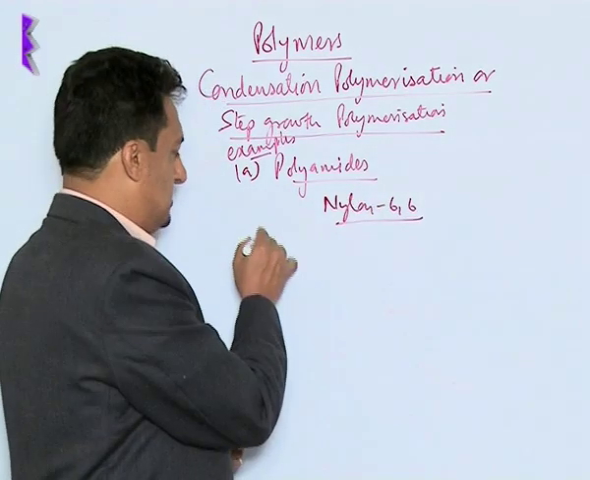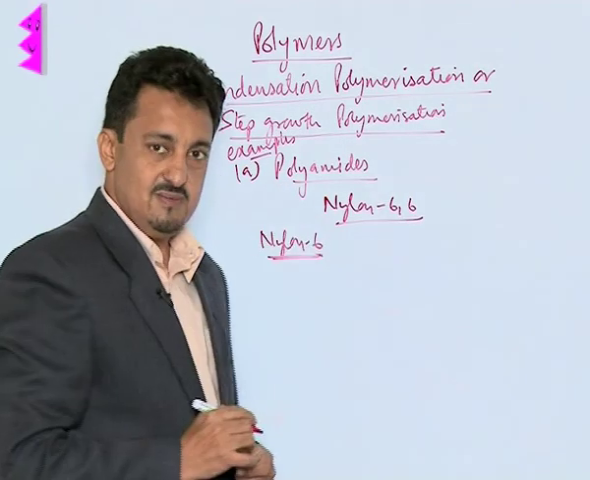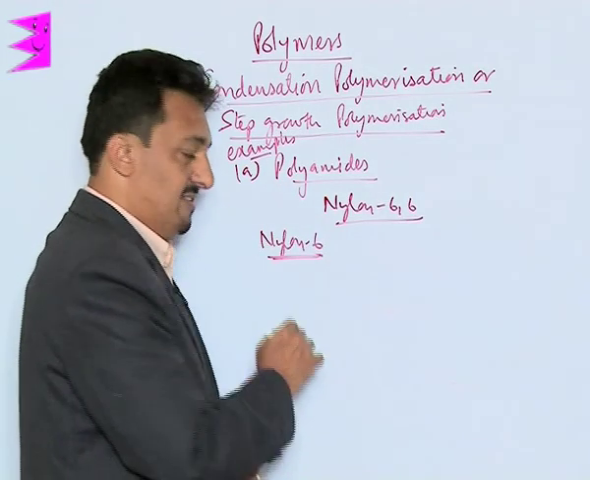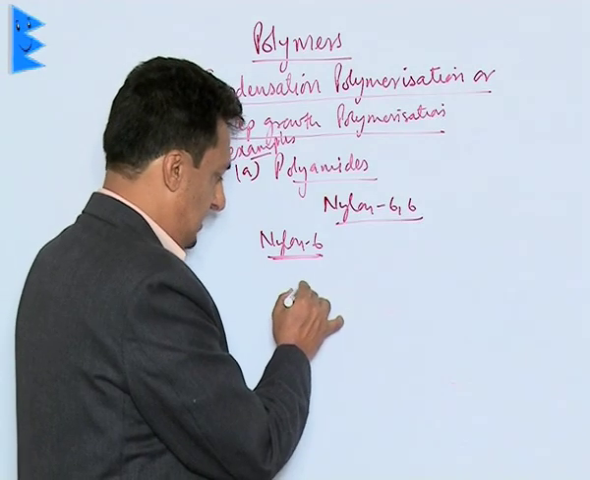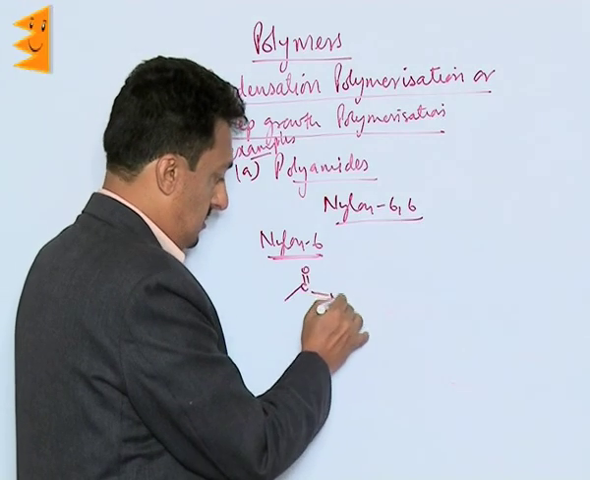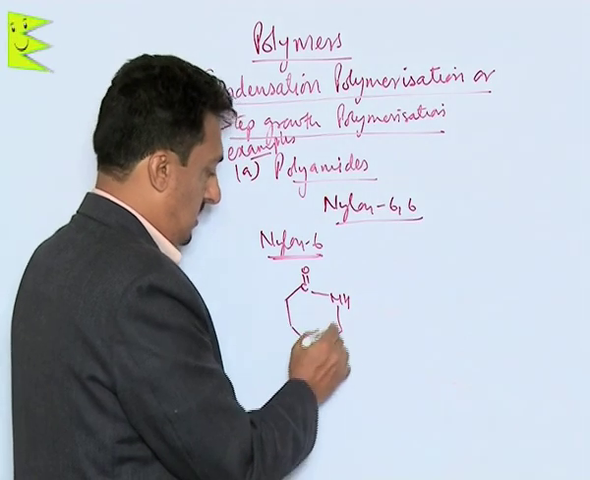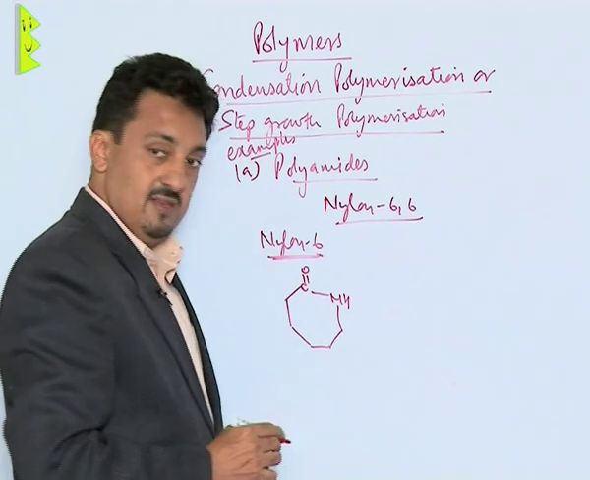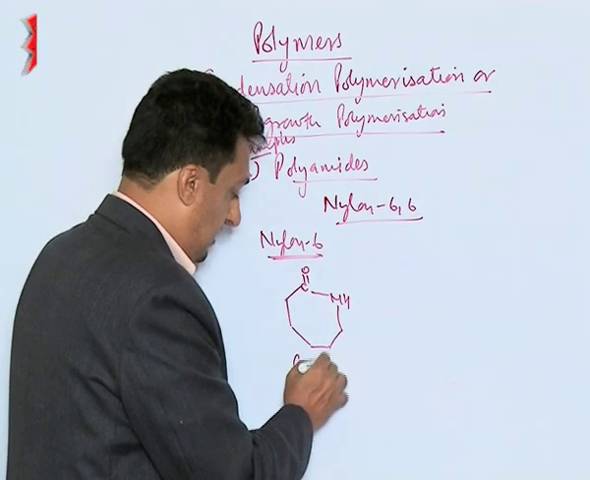There is one more example which is called nylon 6. Yes, it's only 6. It's a homopolymer. It starts from caprolactam. So, it's a 7-membered heterocyclic ring, which is called caprolactam.